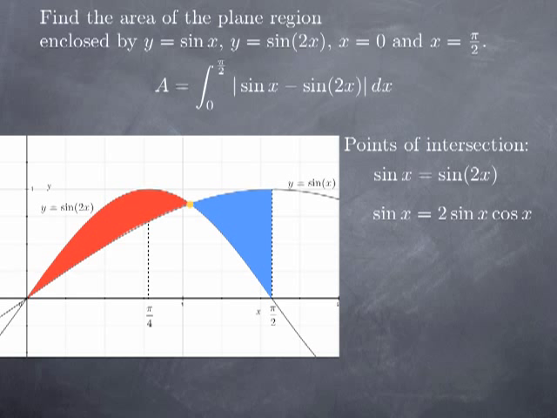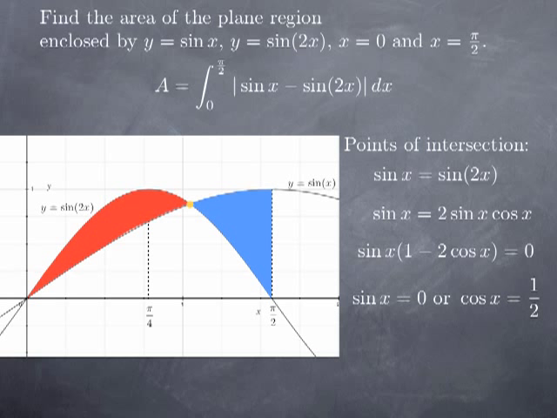If we remember that, then the equation becomes a lot easier to solve, because now we can put everything on one side and factor out sine x. So we get sine x multiplied by 1 minus 2 cosine x is 0. And if a product is 0, it means one of the factors is 0. So either sine x is 0 or 1 minus 2 cosine x is 0. In other words, either sine x is 0 or cosine x is 1/2.